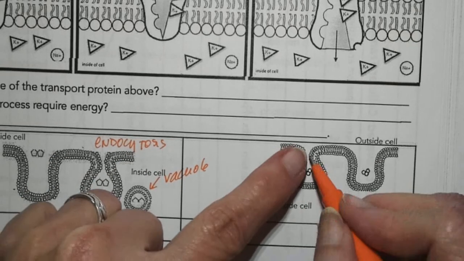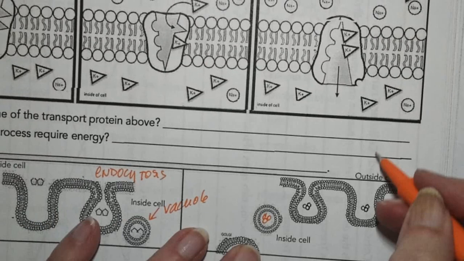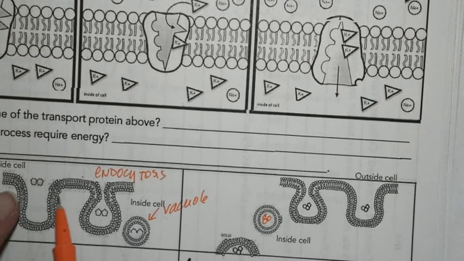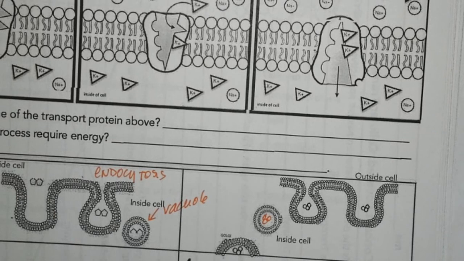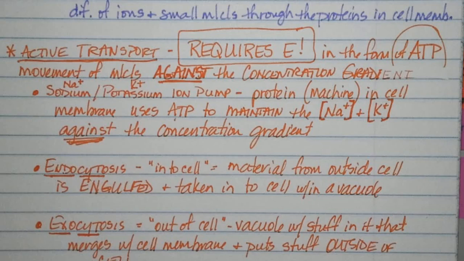It's not going to digest the stuff that's here. A lot of times they're making proteins and they want to send them out of the cell so they can go to other places. The bloodstream carries it around, so it does that. So we have endocytosis and we have exocytosis. All right, so 3 examples of active transport: the sodium-potassium ion pump, endocytosis, and exocytosis.